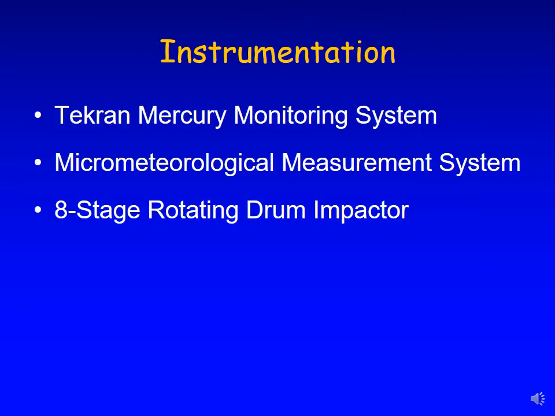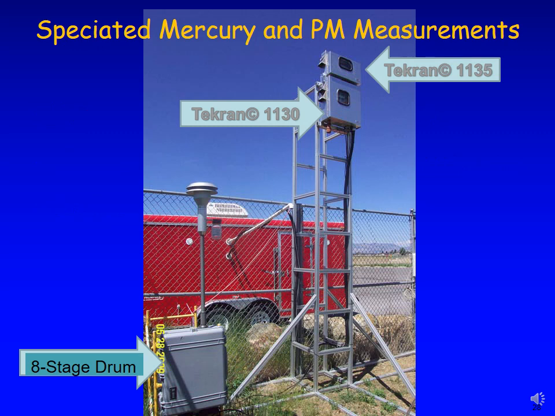So what kind of instrumentation did I have? Well, I had the same Tekran mercury monitoring system. We also had a meteorological tower, and I had a rotating drum impactor to measure the chemical composition of particles as well. So we have the 8-stage rotating drum impactor in the bottom left. We have the Tekran system mounted on a tower, and we have the red trailer attached to it where all the instrumentation is enclosed.